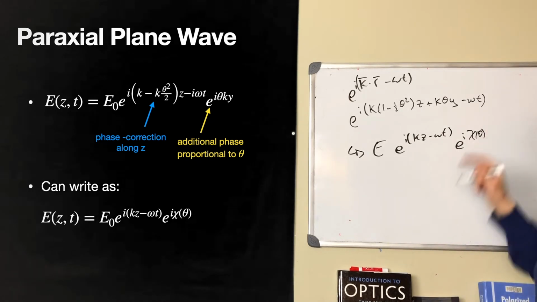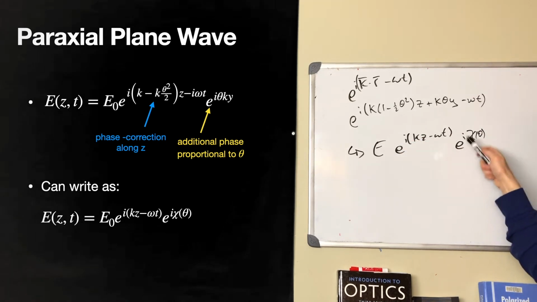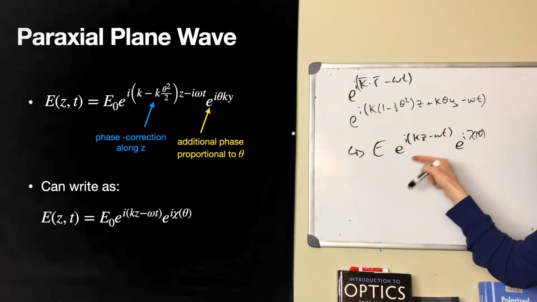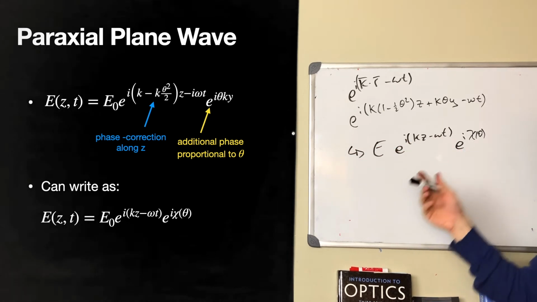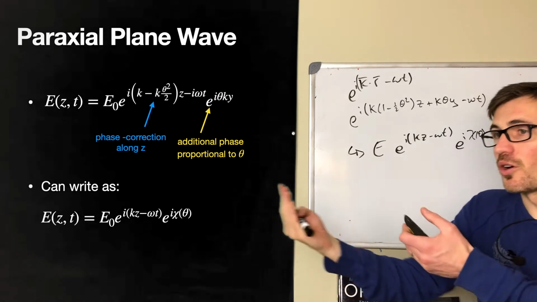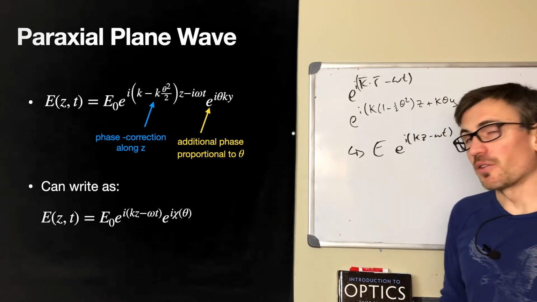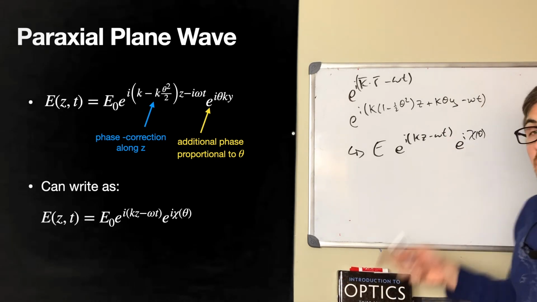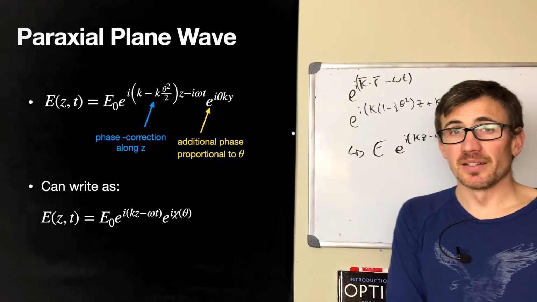And this is just a correction based on how much we're propagating, right? So this will go to 0, there'll be no correction along z. And we basically get the same form if we have slight angles here. We just have to apply an overall phase. Remember, that's just a delay or an advance of a sinusoidal function, the further away from the axis we get. And this is a paraxial plane wave, okay?